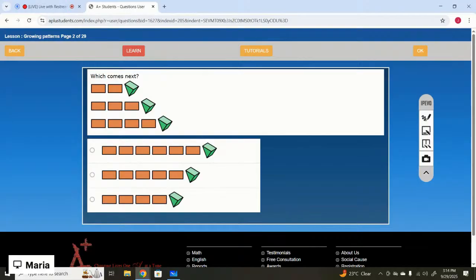Which comes next? Two rectangles in a triangle. Then three rectangles in a triangle. Then four rectangles in a triangle. So one, two, three, four, five. The next one is five rectangles in a triangle. Option number two is the correct option.